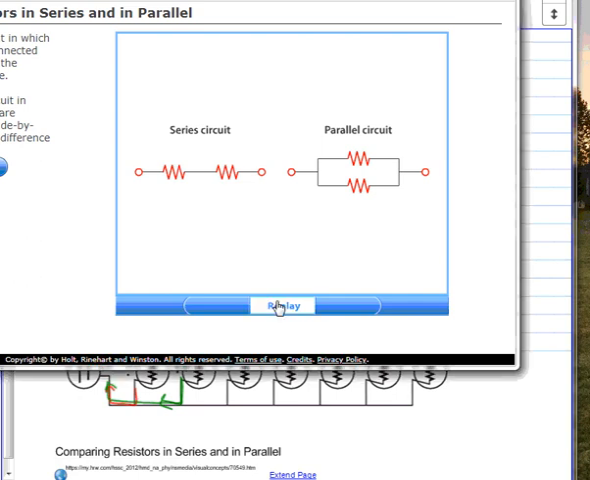Resistors may be connected in series or in parallel or in some combination of the two. The relationships between the total current, total voltage, and total or equivalent resistance are different for series and parallel configurations.